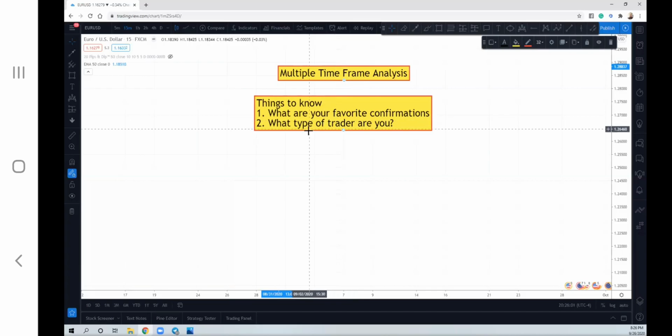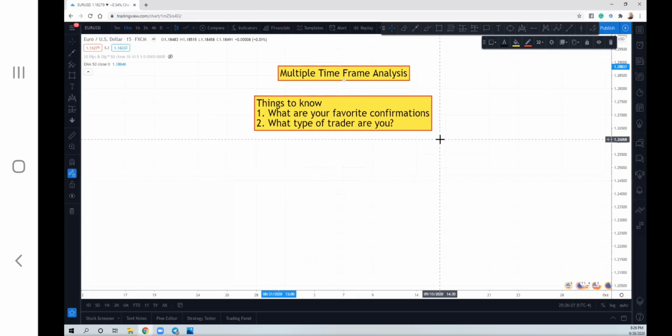So my favorite confirmations are the head and shoulders pattern as reversals. I like to see break and retests. I like to find candlestick patterns such as dojis, bearish engulfing, bullish engulfing, morning stars, evening stars. Those are what I've seen that I can identify the most. And so I use those confirmations as I go along with my analysis.